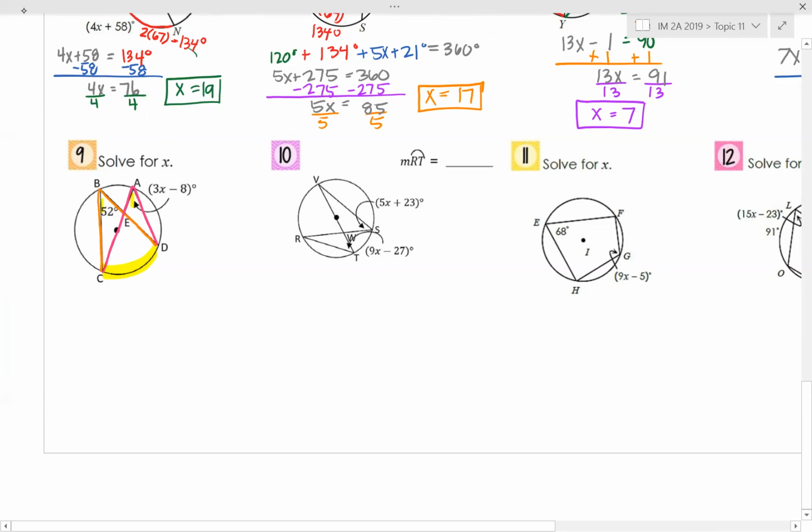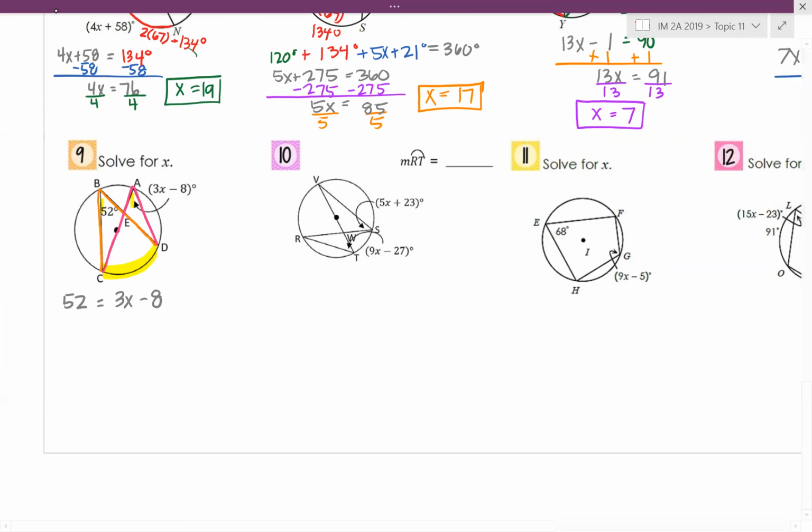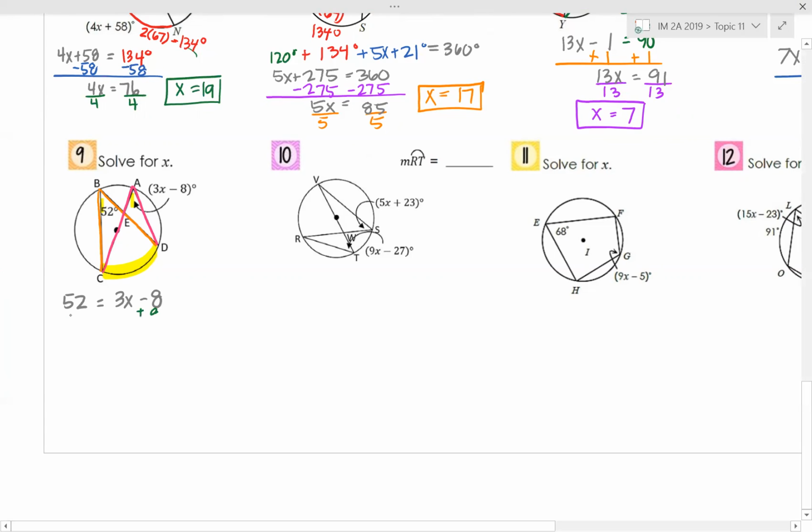So that means that we can take 52 and set it equal to 3x minus 8 because they open up to the same arc. So to solve for x, we would want to add 8 to both sides. So 60 is equal to 3x, and then dividing both sides by 3, let us know that x is 20.